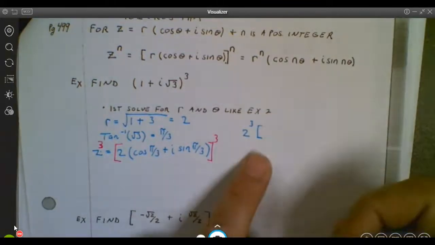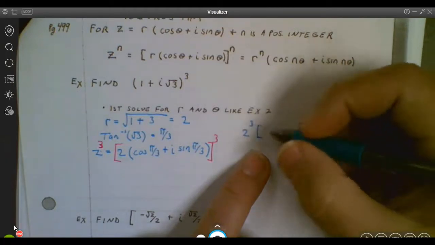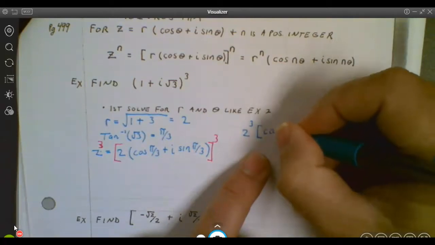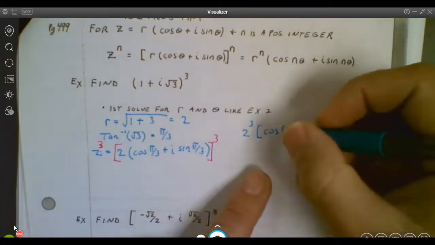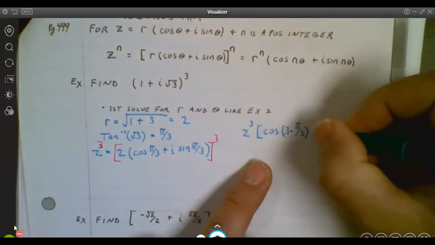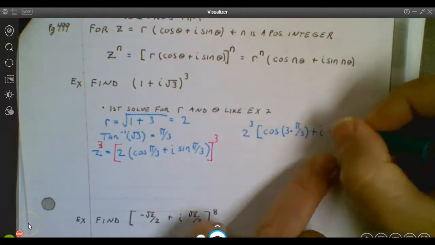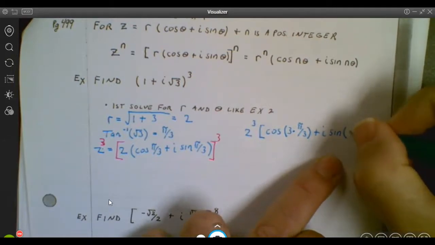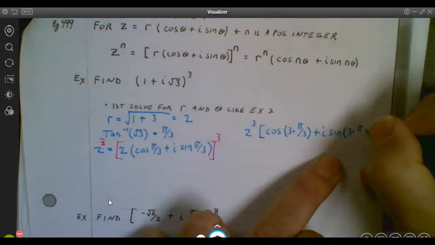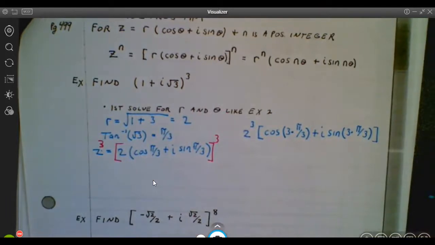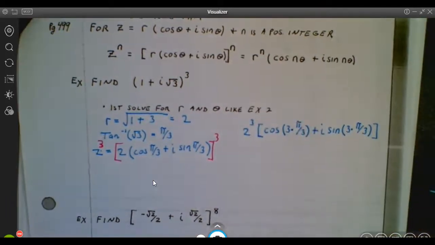We know that's 8, but I'll simplify it on the next step. On the inside, I'm looking at cosine of n theta, so cosine of 3 times pi over 3, plus i sine theta, which is also 3 times pi over 3. So there's just the application of De Moivre's theorem, and now we're going to clean that up as much as possible.